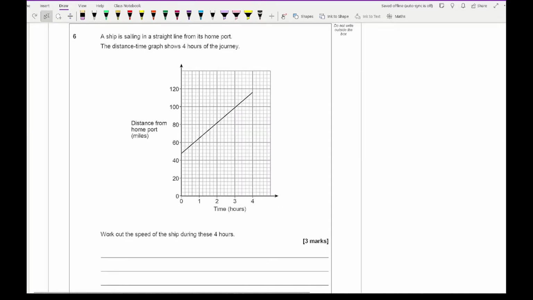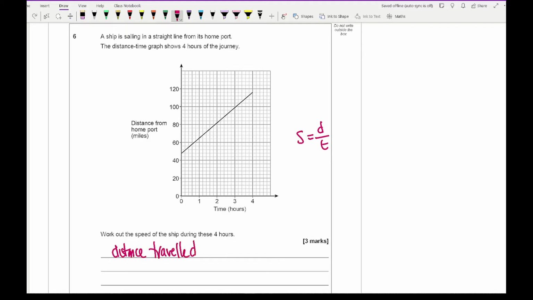So moving on to question 6, a ship is sailing in a straight line from its home port. The distance time graph shows 4 hours of the journey, and the question is asking us to work out the speed of the ship during these 4 hours. Now speed is equal to distance divided by time. So the first thing I need to do is work out the distance travelled. And how do I do that?